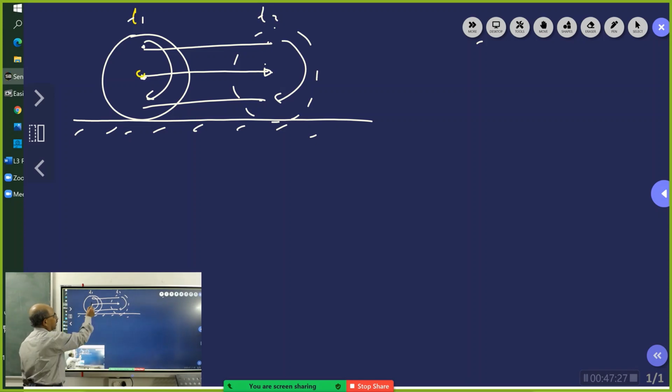Now, if a person is sitting inside, fixed on the axis, then he will see only that the wheel is rotating. He will not sense the translatory motion. But if the person is outside, he will see both: it is translating as well as rotating. So he will see both, that is rotation as well as translation. Okay, fine.